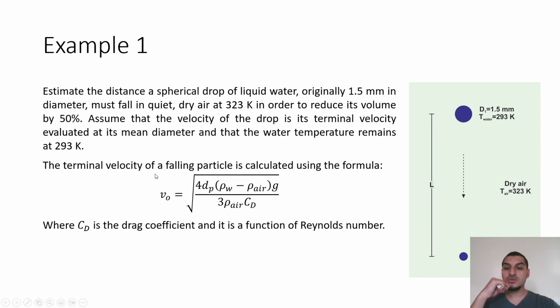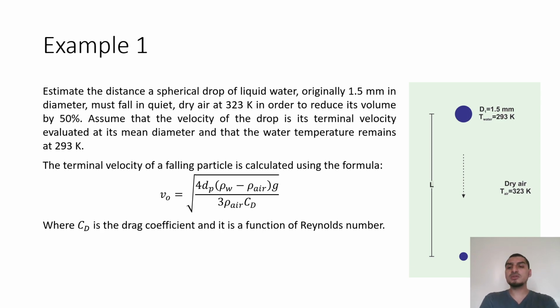And the equation that we use to calculate the terminal velocity of a falling particle is this. It's a very, very famous equation. It's a function of the particle diameter, the density of water, the density of air, the acceleration due to gravity, and the coefficient of drag, or drag coefficient. And we will see how to get this coefficient. But this is the parameter that takes into account the friction with the surrounding fluid.